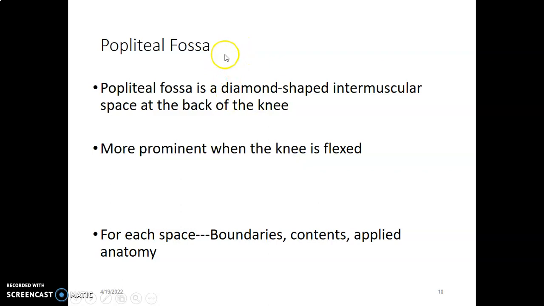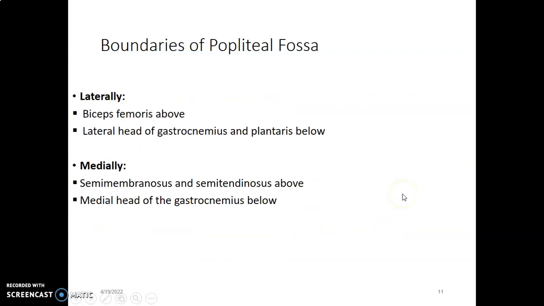Within the popliteal fossa, now we can discuss the popliteal fossa. It's the diamond-shaped intermuscular space located at the back of the knee, and usually very prominent when the knee is flexed. So you need to know what are the boundaries, what are the contents, and the applied anatomy of the popliteal fossa.